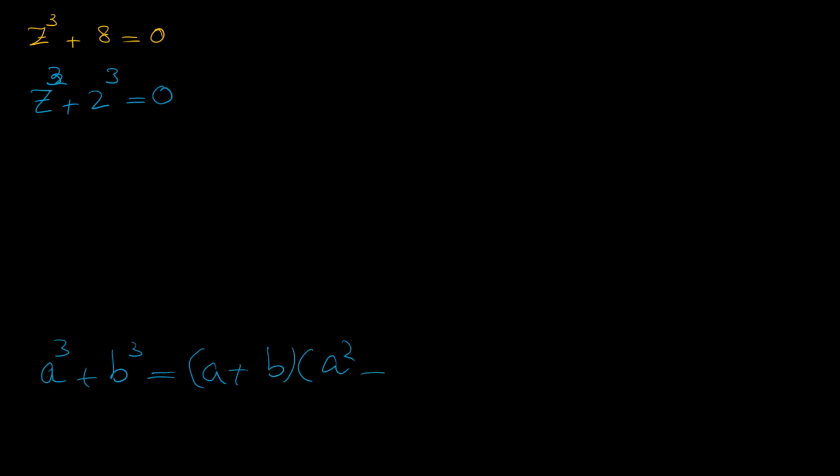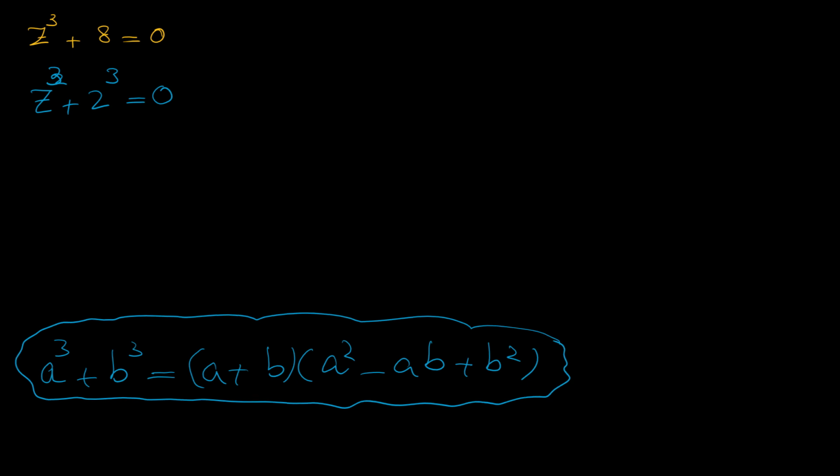Here you have to think to factor the left side. You have to think about factoring z to the 3 plus 8. First of all, note that we can write z to the 3 plus 8 as z to the 3 plus 2 to the 3, because 8 is 2 to the 3. Now let me remind you of an important identity. a to the 3 plus b to the 3 can be written as a plus b times a squared minus ab plus b squared. This is an identity that you can memorize.